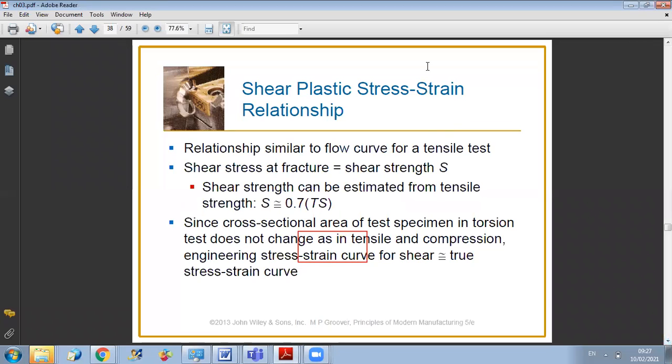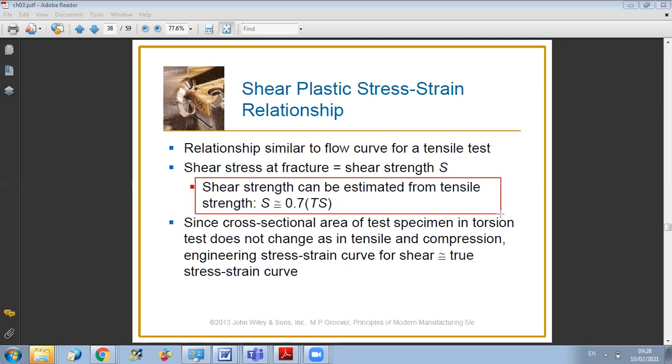Now, the relationship is similar to the flow curve for a tensile test. As we have seen, you have an elastic and a plastic region, but no necking zone. So the shear stress at fracture corresponds to the shear strength. And also we have found a relation between the shear strength and the tensile strength. So we can relate properties. If I know the tensile strength from a tensile test, I can deduce the shear strength by this relation, which is that the shear strength is equal to 0.7 times the tensile strength.